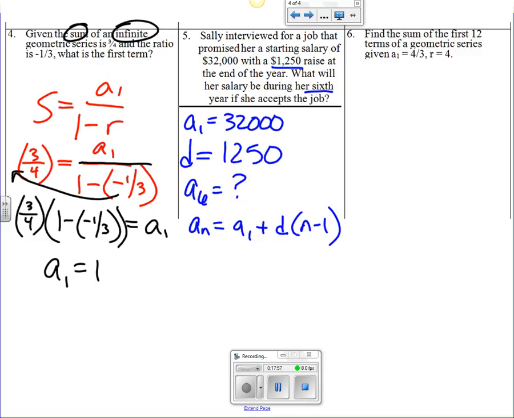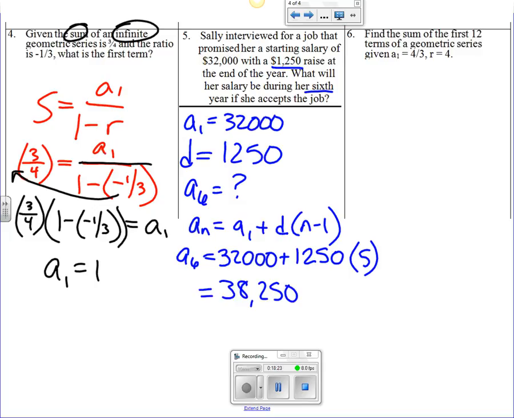Ethan, help me plug stuff into the formula. Equals 32,000 plus 1250 times 5. Very good. And AJ, tell us what you get. Good. All right, and the last one.